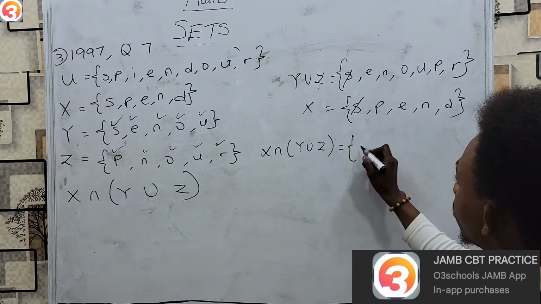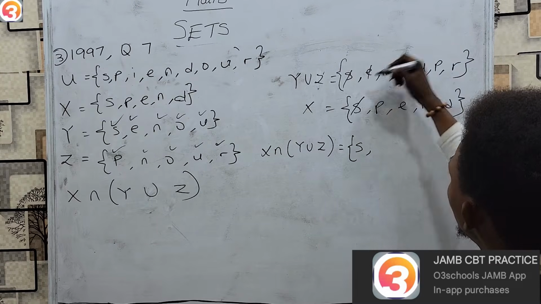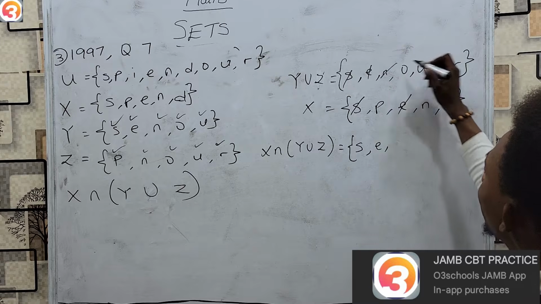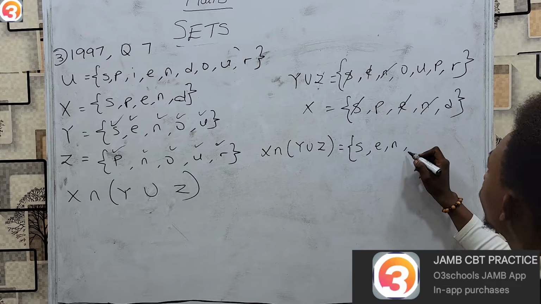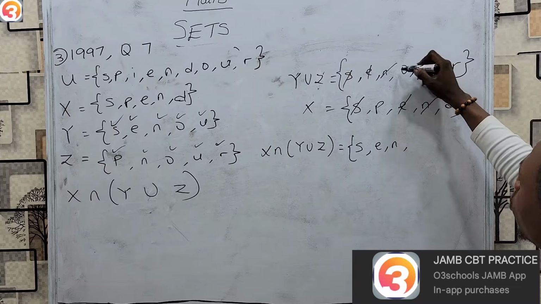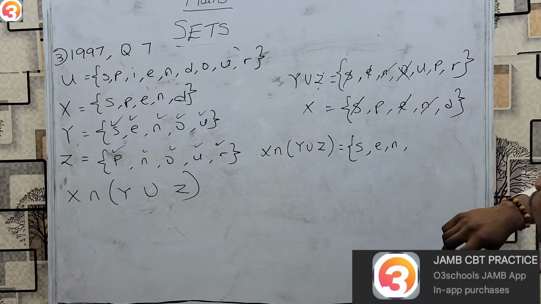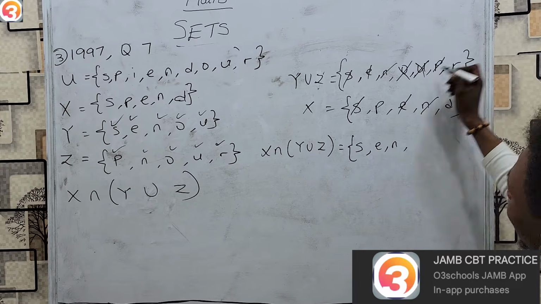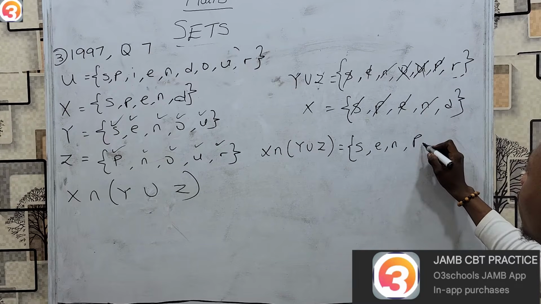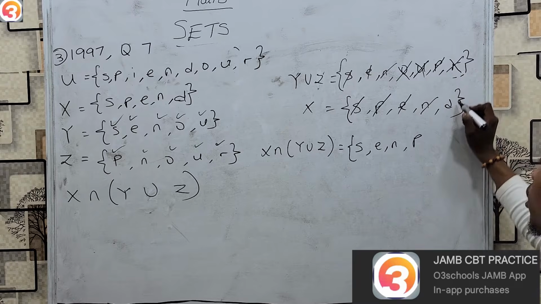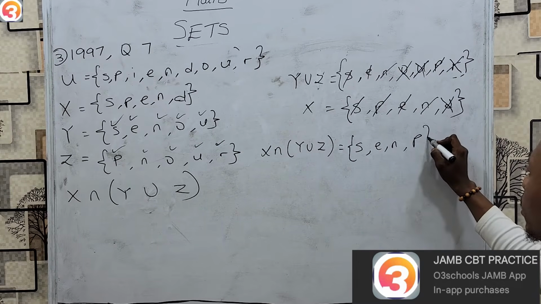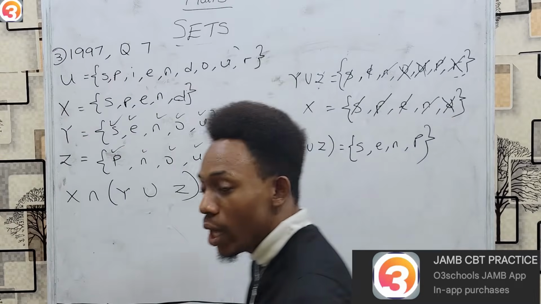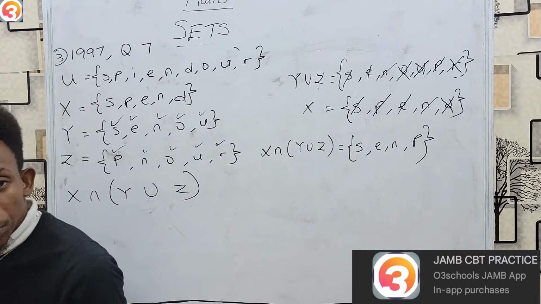They both have S, so S. They both have E, so I can take E. They both have N, so I can take that as well. They both don't have O, so I'm ignoring O. They don't both have U, ignoring U. They both have P, so I can take P. They both don't have R, and they both don't have T. That means my final answer must be S, E, N, and P.